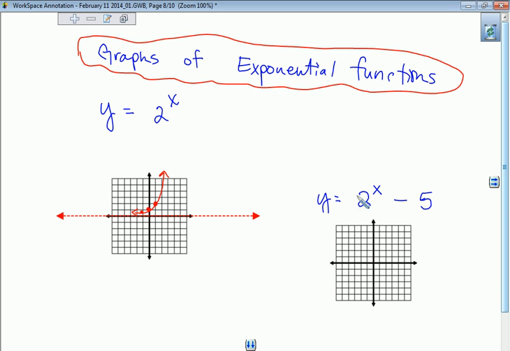Okay, what would this do to this function? Shift it down. So the first thing I do is draw in my asymptote here at -5. The same process occurs though. All I do is think about this being shifted down, so my new origin is here. If I go left 1, I still go up 1/2. 2 to the 0 is 1. 2 to the first is 2. Draw in my graph. So all I did was shift it down.